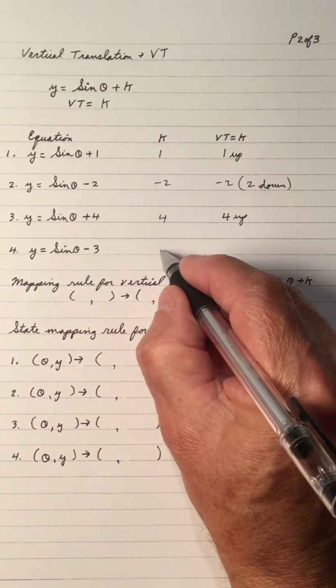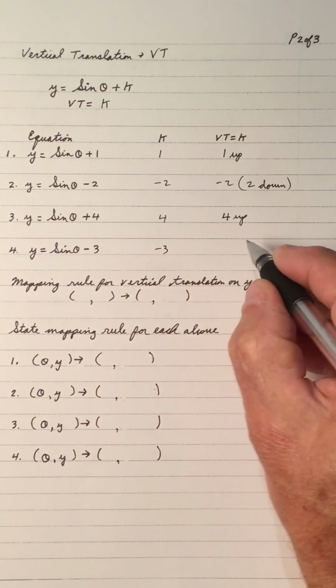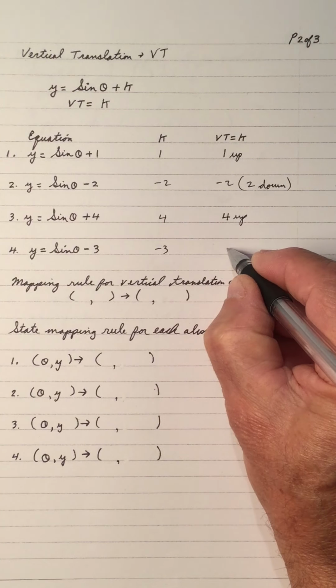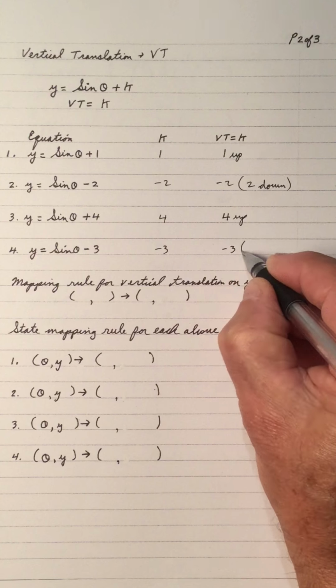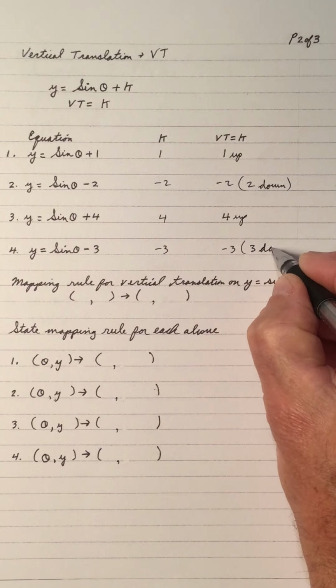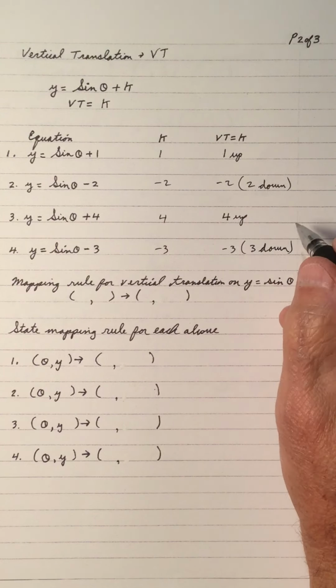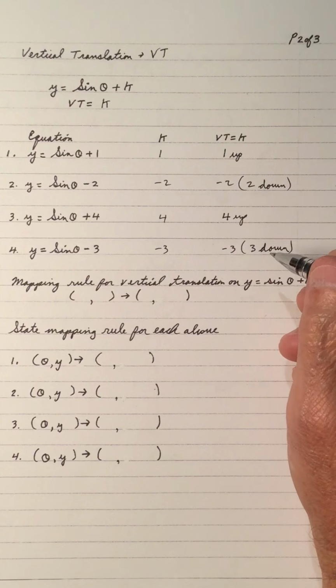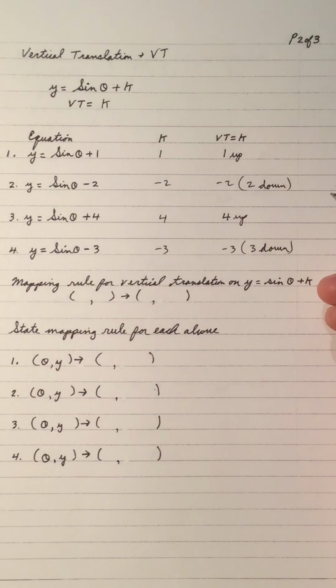And in this one, we have k is -3, so the vertical translation is -3, which means it moves 3 down. So plus is up and minus is down. Notice the vertical is up and down.